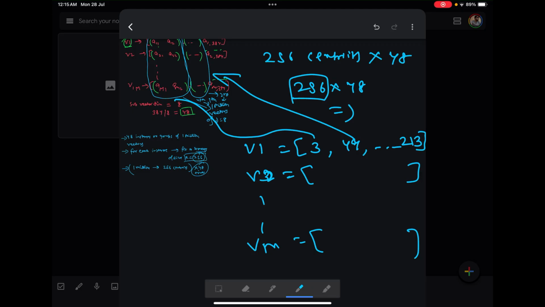Now, how many numbers am I storing here? I am storing only 48 numbers, and those numbers are only integers, right? An integer takes only 1 byte. And why can I do this?